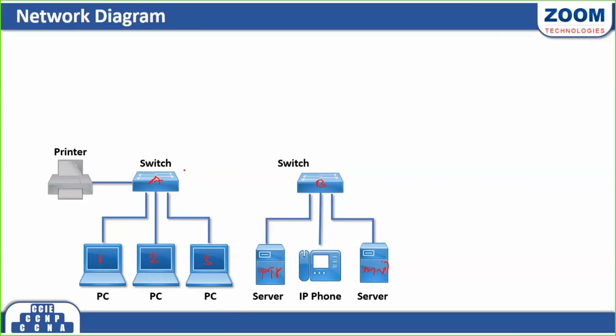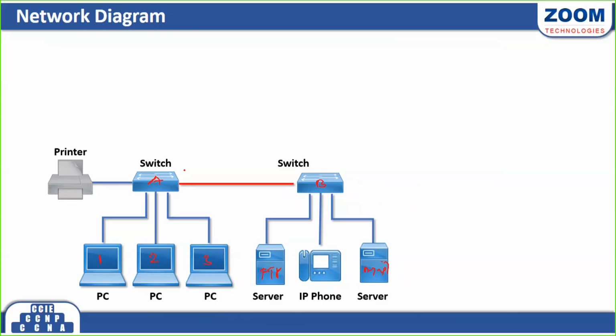But now we need communication between these FTP servers and PCs. Then what do we need to do? Connect the switches. Simple. Make one uplink from switch A to switch B. That's all. So via this uplink, switch A users' traffic will reach the servers now. Agree?